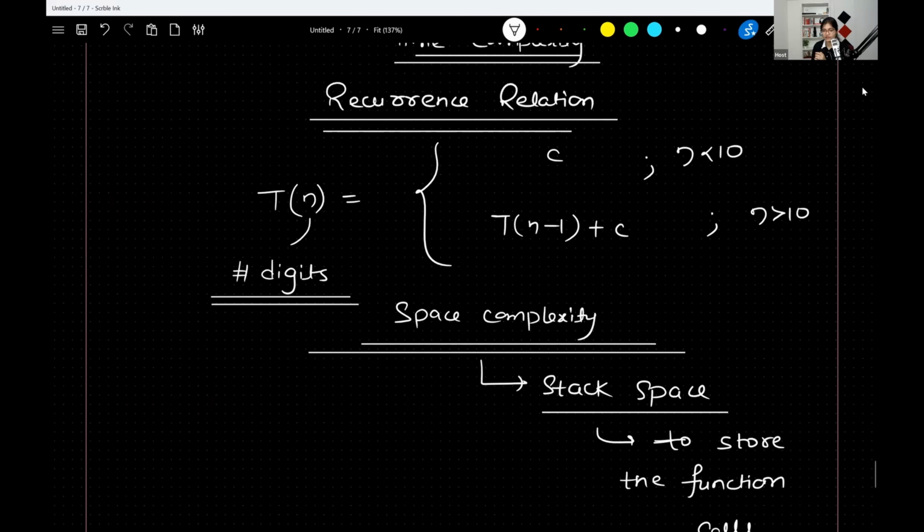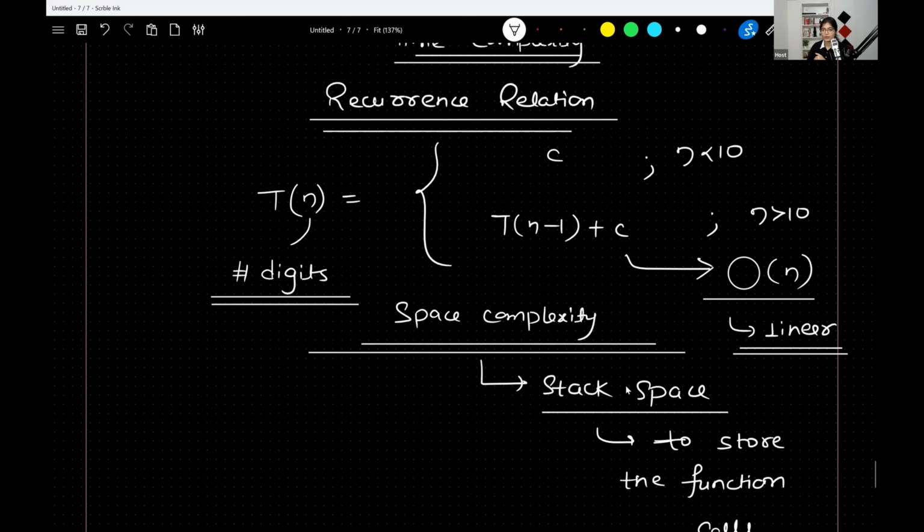So if you try to solve this recurrence relation by the substitution method, what is the complexity? Big O of n. It's a linear time complexity task. You can try to solve it. You will get it in a similar way to what we discussed in factorial. You can refer to the last session.